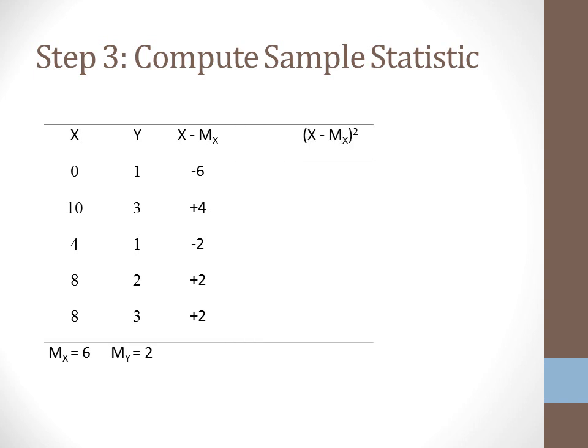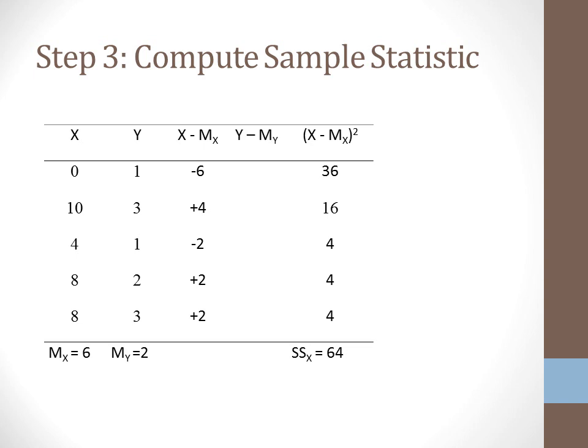And so now we have a column where we take the value of x subtracted by the mean and we square it. And so 6 squared is 36, 4 squared is 16, negative 2 squared is 4, 2 squared is 4, and finally 2 squared is 4. And now we go ahead and add up these values, and we get a sum of squares x that is equal to 64.